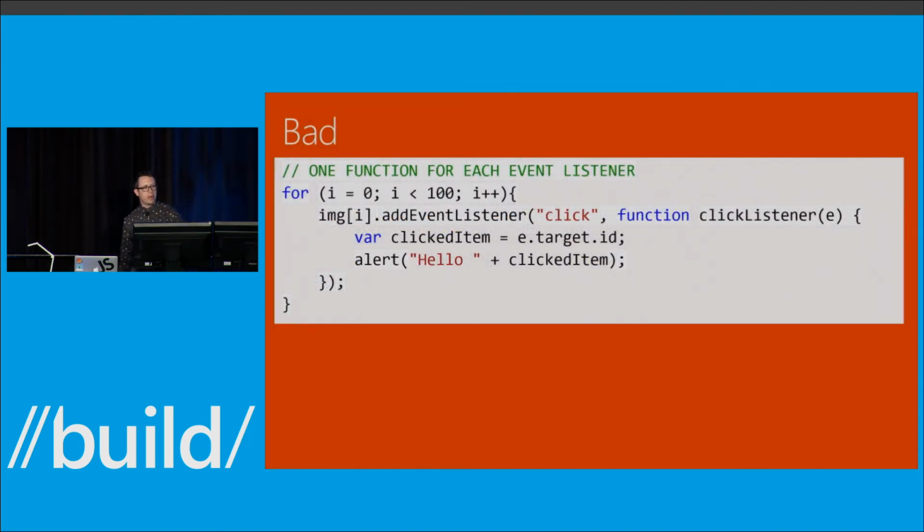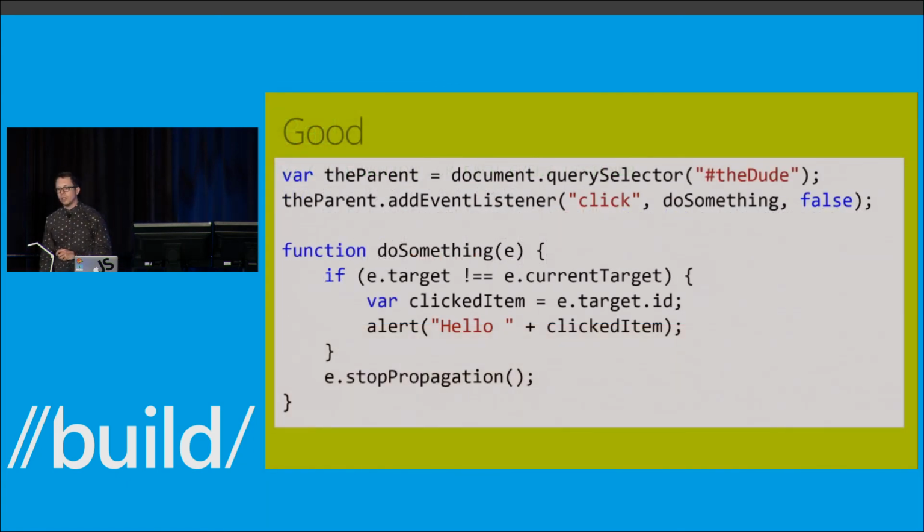So, bad. We got that for loop there. We're assigning and creating a new function for each object. Good: reference back to a function that's defined elsewhere, or use event bubbling inside of your DOM. All right?